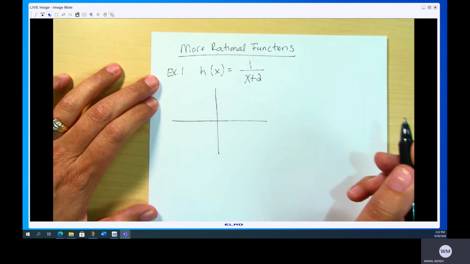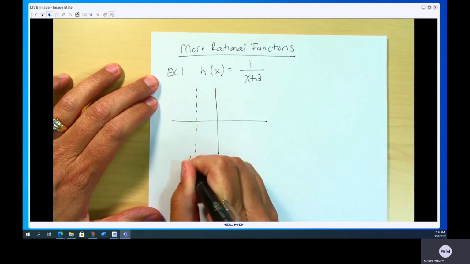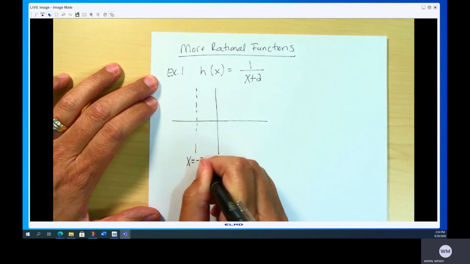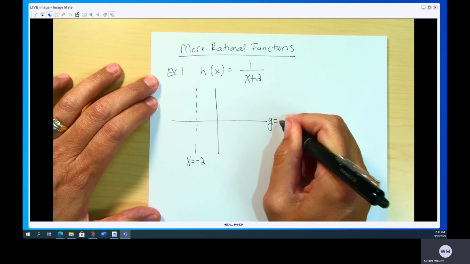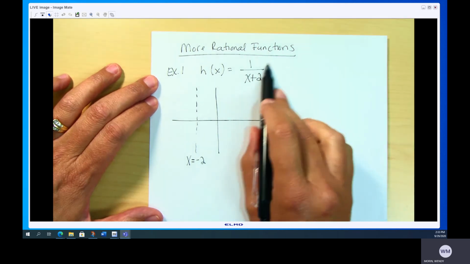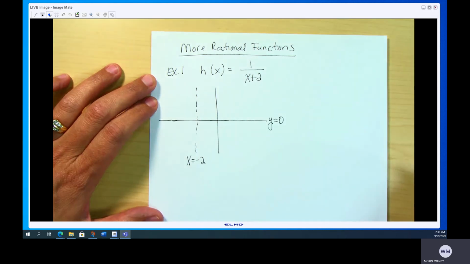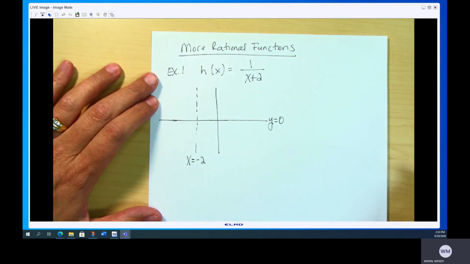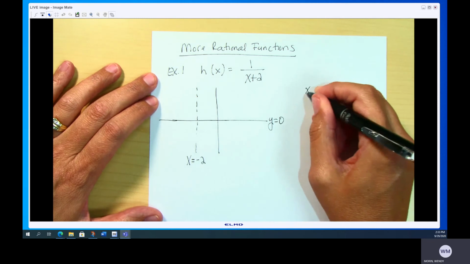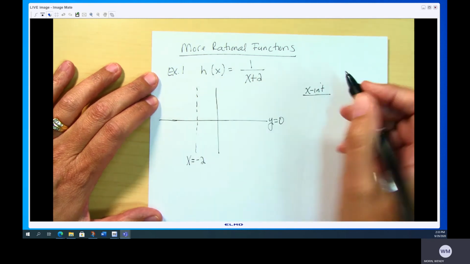Okay, check your answer. You should have a vertical asymptote at x equals -2 and a horizontal asymptote at y equals 0, both labeled with their equation. You're not adding or subtracting anything, so that does not move. Okay. The x-intercept. This is the fancy way of saying y.